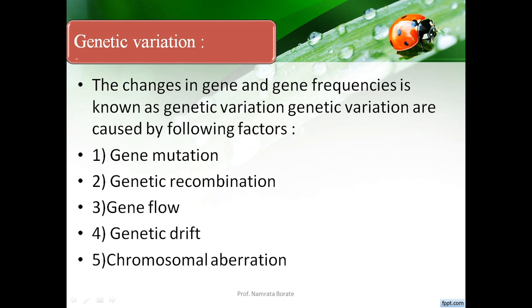So, let's begin. The first phenomenon is genetic variation. What is genetic variation? It's a change in the gene and the gene frequency. Genes are small segments of the DNA. If it is changed, that is a change in the gene. And whenever the gene frequency is changed, there is genetic variation. This genetic variation occurs due to 5 factors. First one is gene mutation, second one is genetic recombination, third one is gene flow, next one is genetic drift, and the fifth one is chromosomal aberration.